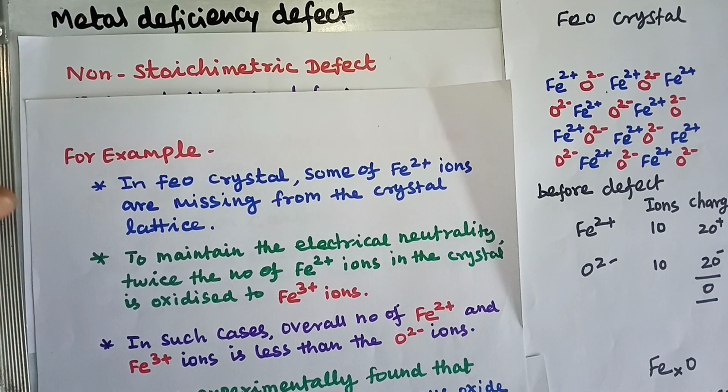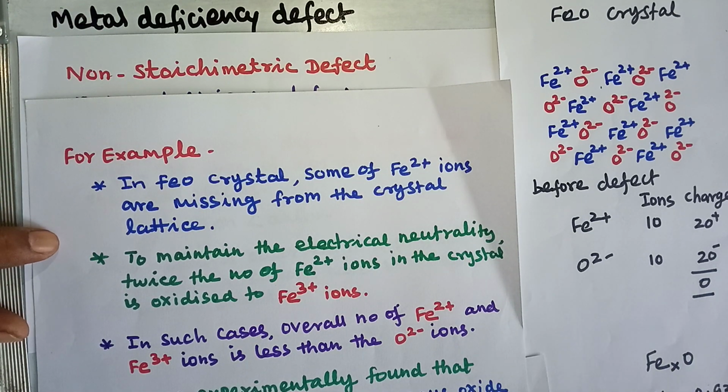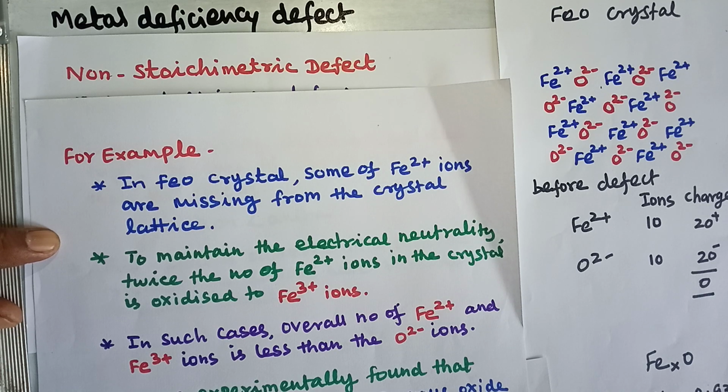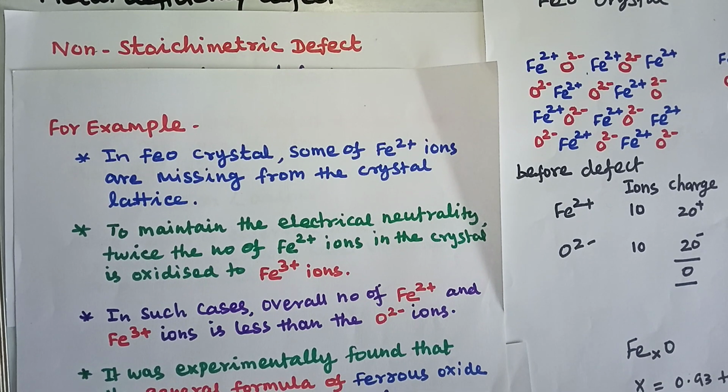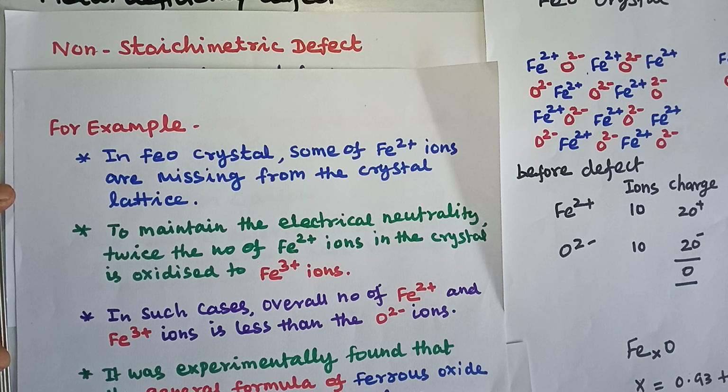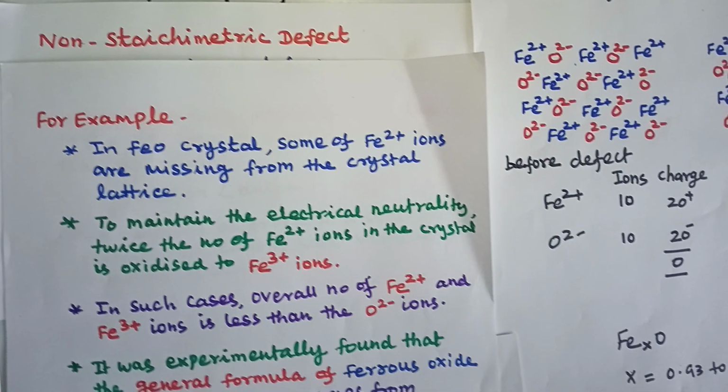So metal deficiency defect is a non-stoichiometric defect which arises due to the presence of a smaller number of cations than anions. Metals which have a variable oxidation state show this metal deficiency defect.